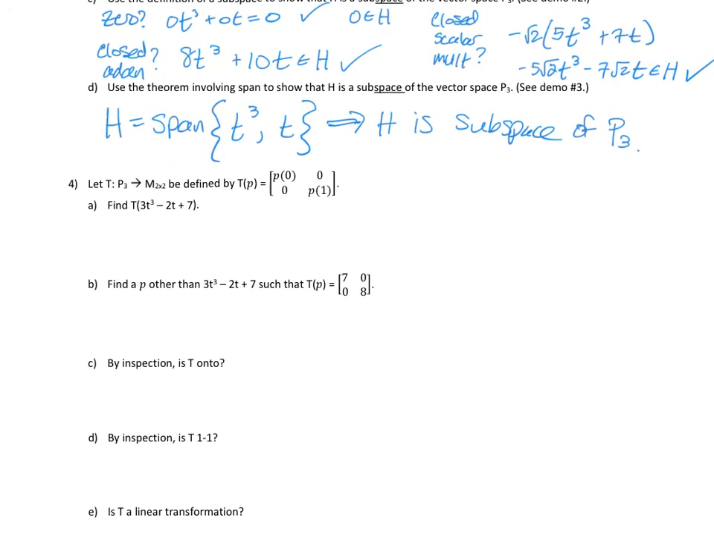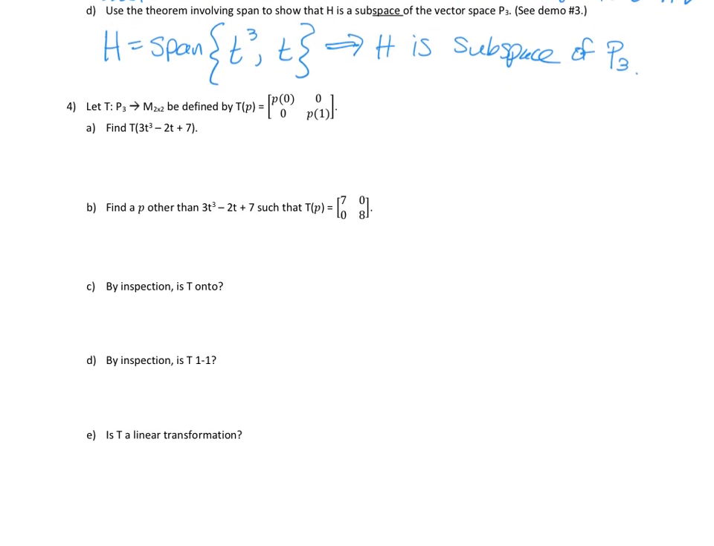Okay, now we have a transformation T that goes from P3 to the set of 2 by 2 matrices. And we are going to define it as T of p is equal to the matrix p of 0, 0, 0, p of 1. So this little p here stands for polynomial, right? Because my inputs live in P3. They're polynomials of degree 3 or less. So I'm going to input a polynomial, and my output is going to be a matrix with 4 numbers in it. 2 of them are zeros, and then 2 of them are outputs of your polynomial function.